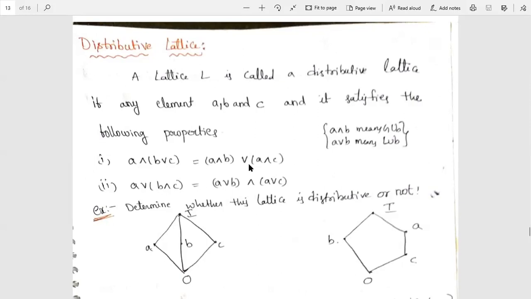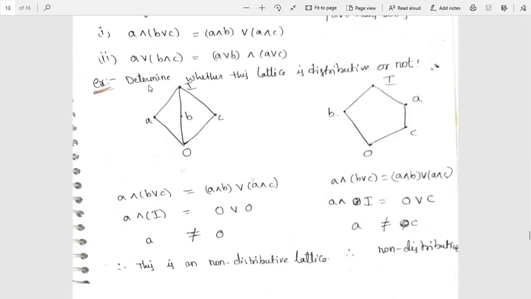Okay. So consider an example. Determine whether this lattice is distributive or not. The given first Hasse diagram has A, B, C. 0 is the least element, represented by O, and I is the greatest element of this Hasse diagram. Every pair of elements has a greatest lower bound and least upper bound, so it is a lattice. First, we check whether this given lattice is distributive or not.